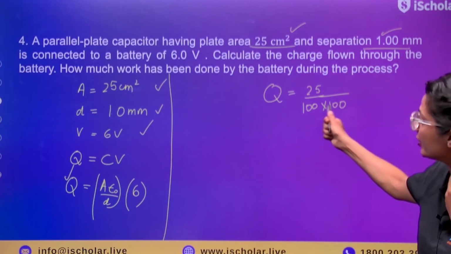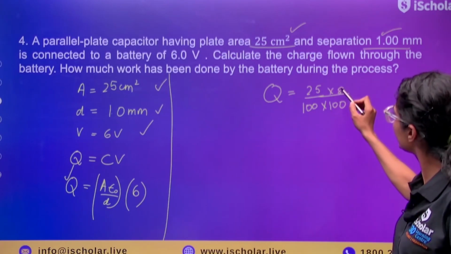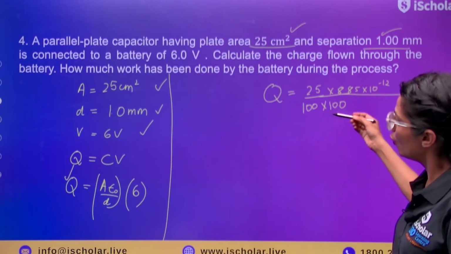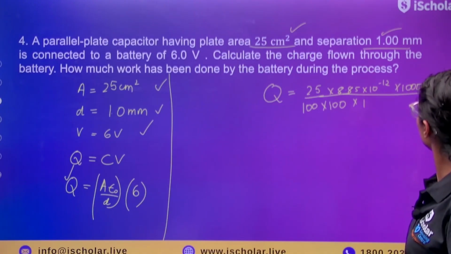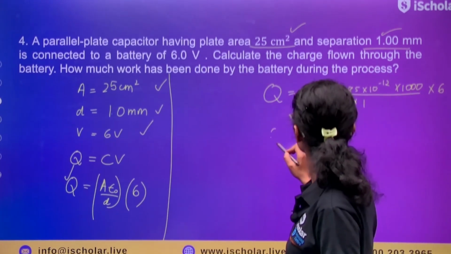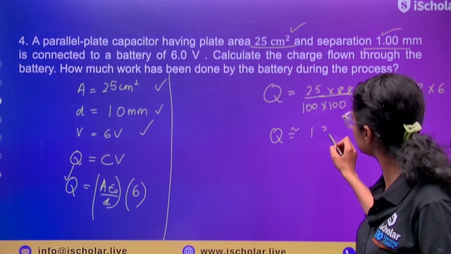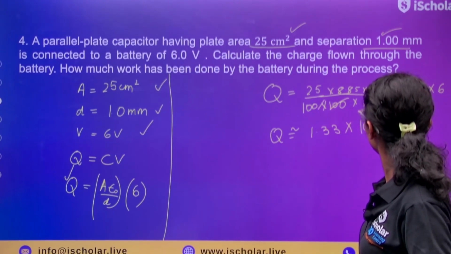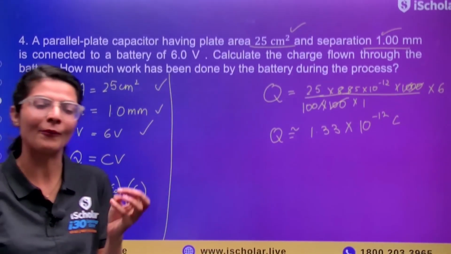Dividing this by 100 into 100 because we have centimeter square, into epsilon naught, which is 8.85 into 10 to the power minus 12. What is the separation? That is 1 divided by 1000, into the potential, which is 6. So from here, when you solve the complete calculation, the charge value is 1.33 into 10 to the power minus 12 coulomb. Again, a simpler question, more to the formula based part only.